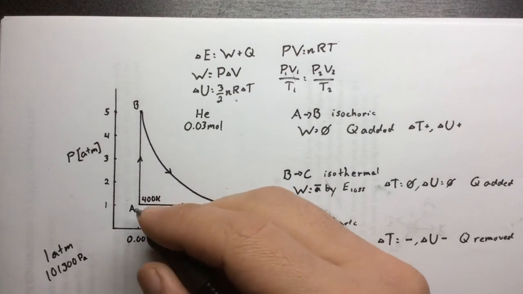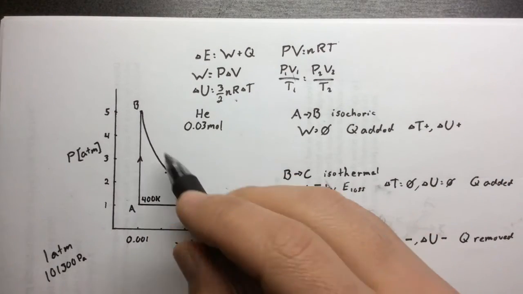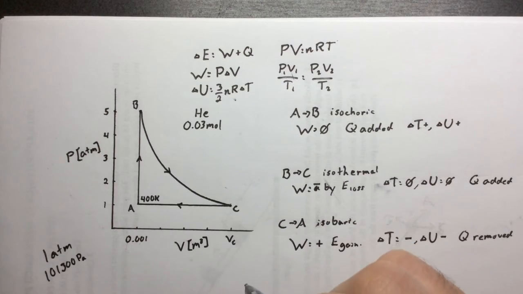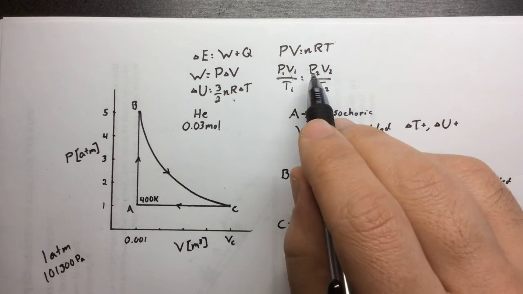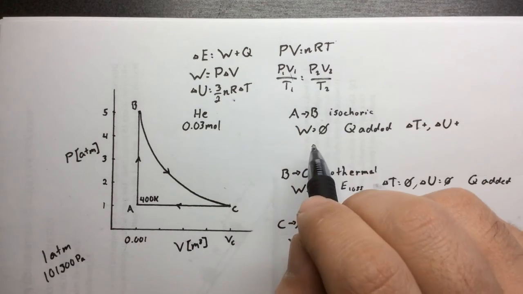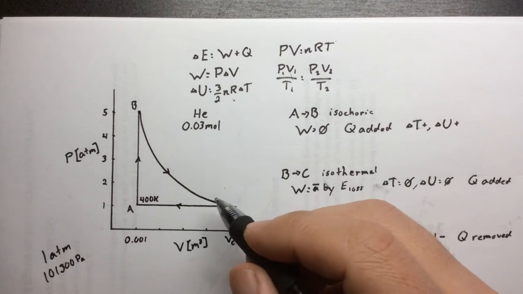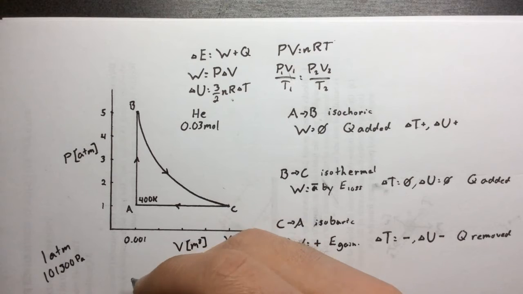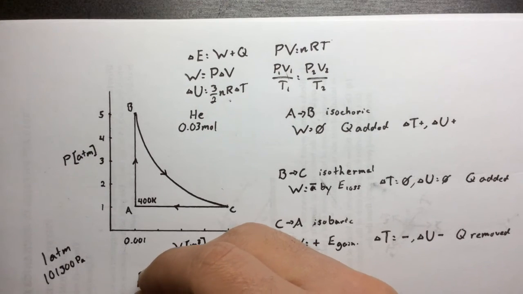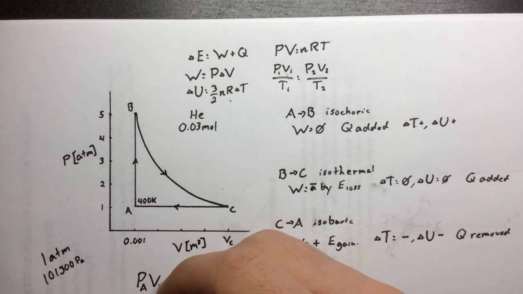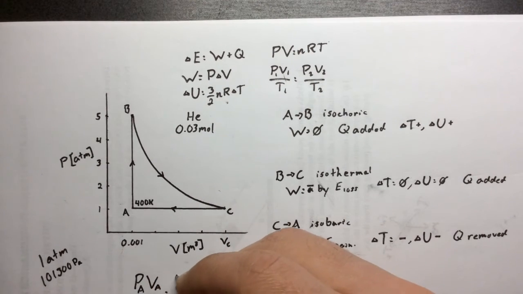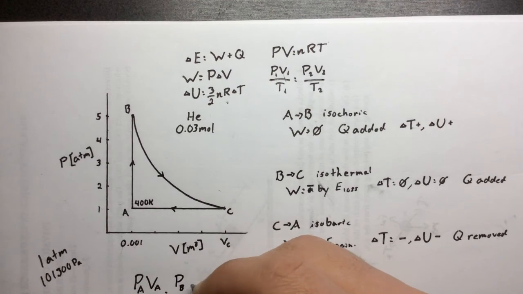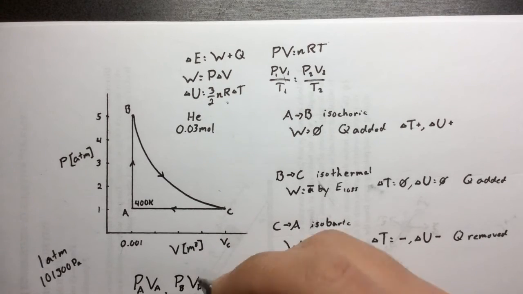But looking at this, let's go ahead and try to find the temperature at point C or A, so that we can find the volume there, because we know the pressure. So if we know pressure, we would need to know temperature to find the volume. Can't find it directly at C yet, but we could find it at B. So let's say that we have the pressure at A, the volume at A, and the temperature at A should be equal to the pressure at B, the volume at B, and the temperature at B.